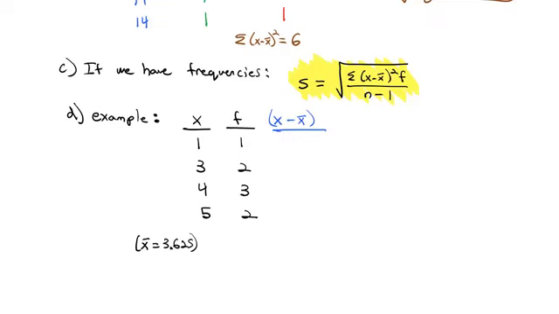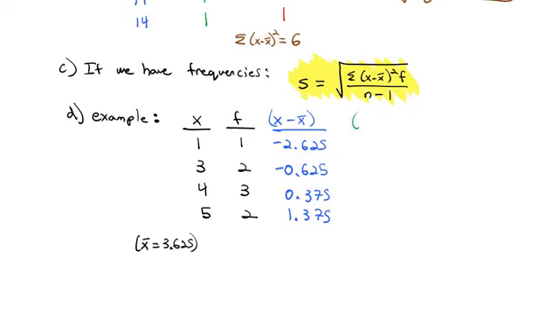Taking the x, the number 1 minus 3.625 is negative 2.625. 3 minus 3.625 is negative 0.625. 4 minus 3.625 is 0.375. And 5 minus 3.625 is 1.375.